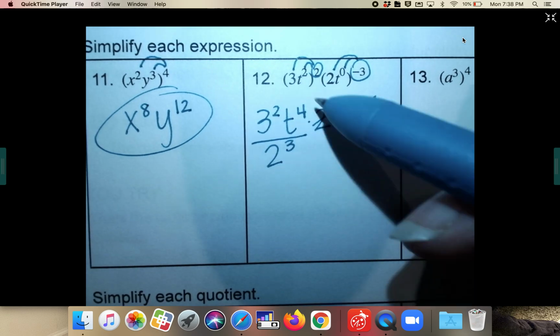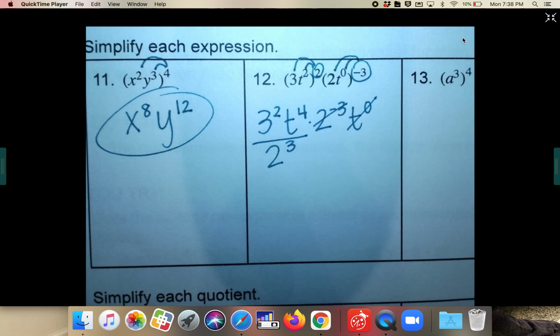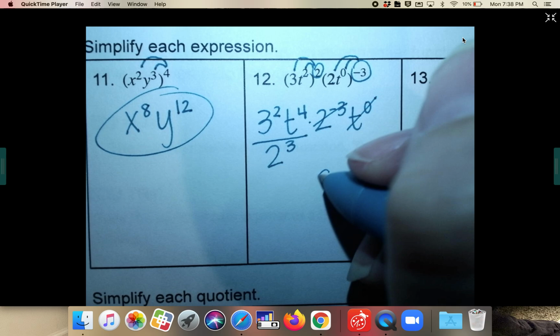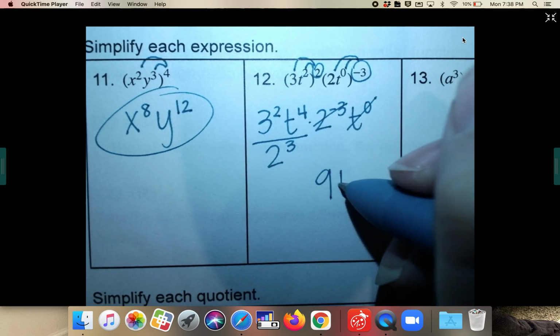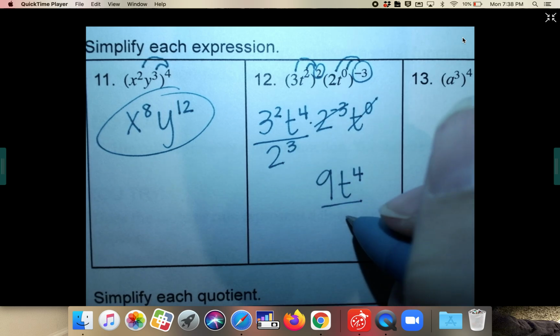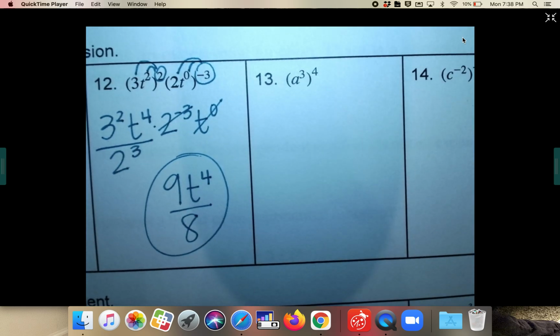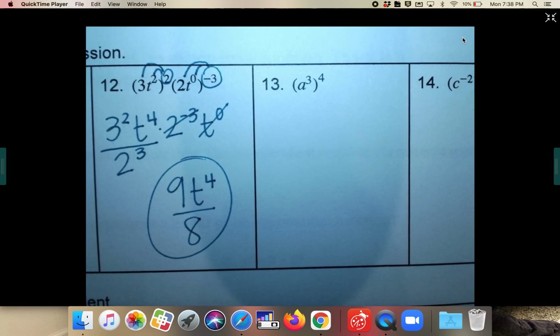And now we would be done, but I do want you to simplify all the way. So tell me what 3 squared is and tell me what 2 to the third is, and then you're done. So 3 squared is 9, t to the fourth, over 2 times 2 times 2, I believe is 8. That one was a little tricky. 13 is super easy. It'll make up for it.